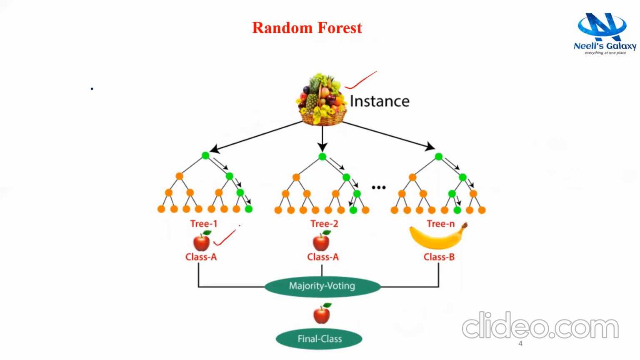And the result of decision tree 2 is also class A, which is nothing but apple. And the result of decision tree 3 is banana, which is nothing but class B. Since it is a random forest classifier, it needs to consider the majority voting given by the individual decision trees. As you see here, there are 2 apples and 1 banana. So majority voting is given for apple, so the final class is apple only. In this way, we can classify the tuple in case of random forest.